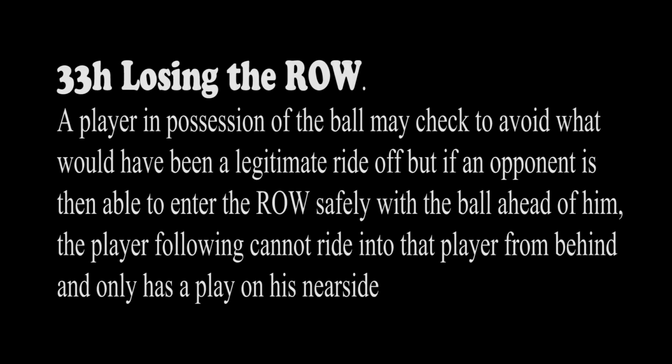33H. Losing the row. A player in possession of the ball may check to avoid what would have been a legitimate ride-off, but if an opponent is then able to enter the row safely with the ball ahead of him, the player following cannot ride into that player from behind and only has a play on his near side. In these cases, a player can enter the play upon seeing that the one with the ball stops to avoid a ride-off, given that he comes in appropriate speed and distance.